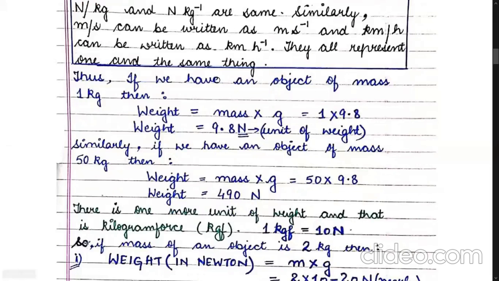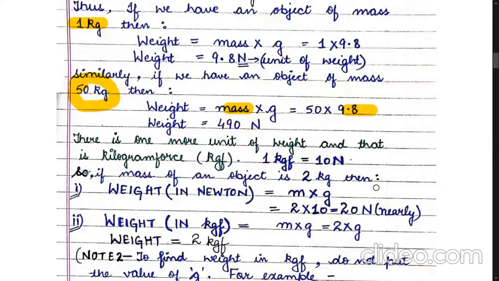Now children, if we have an object of mass 1 kilogram, mass is 1 kg only, then to find its weight, we will say weight is mass into gravity. That is 1 multiplied by 9.8, which comes out to be 9.8 newtons. And similarly, if we are having a mass of 50 kg, so its weight will be 50 multiplied by 9.8, which comes out to be 490 newtons.